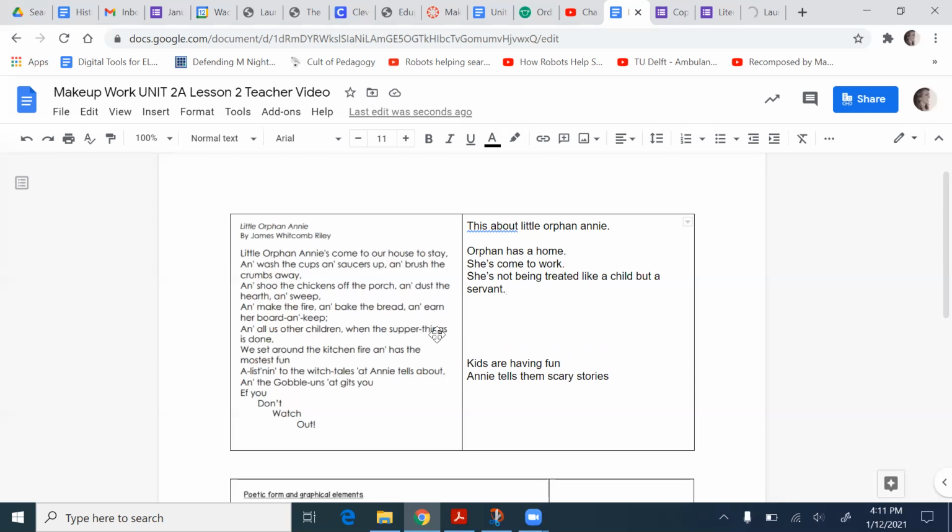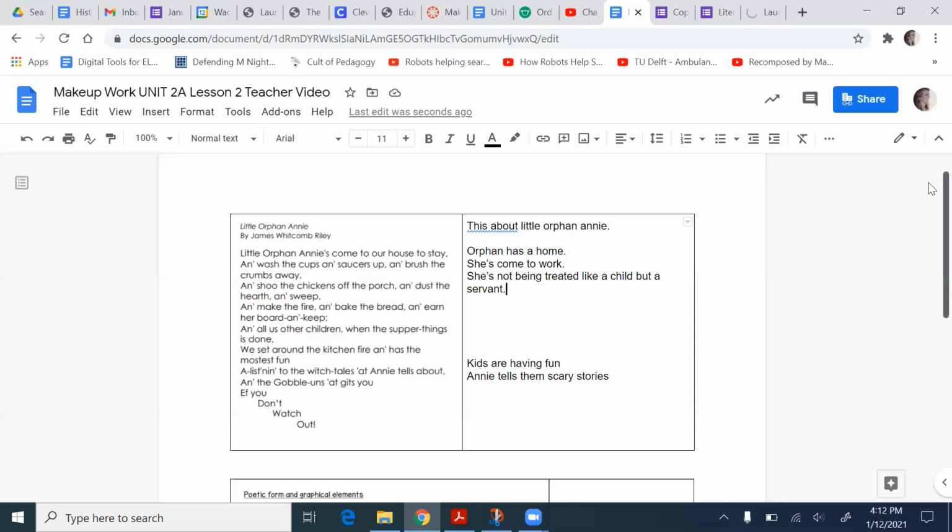And all us other children, when the supper things is done, we set around the kitchen fire and has the mostest fun a listening to the witch tales that Annie tells about and the goblins that get you if you don't watch out.